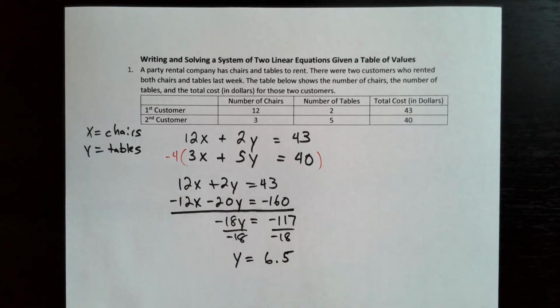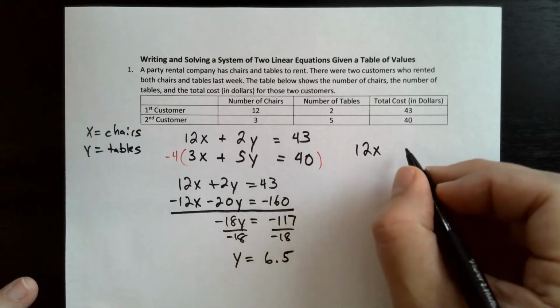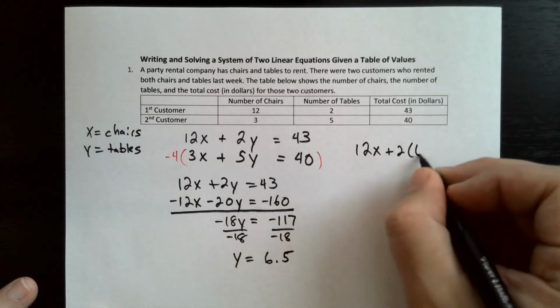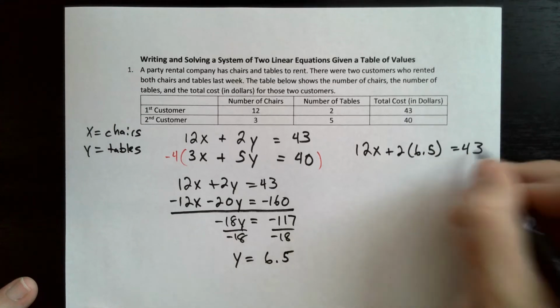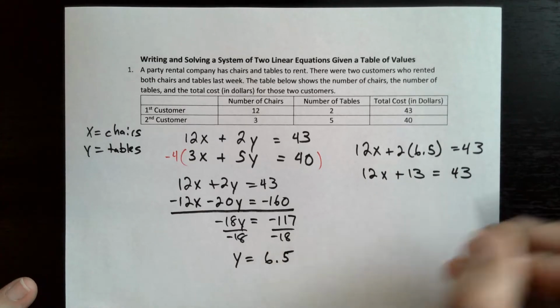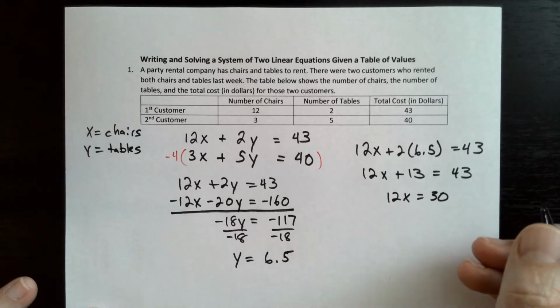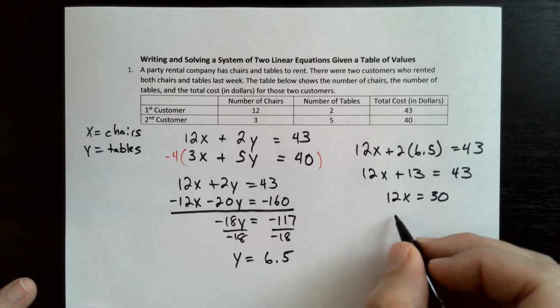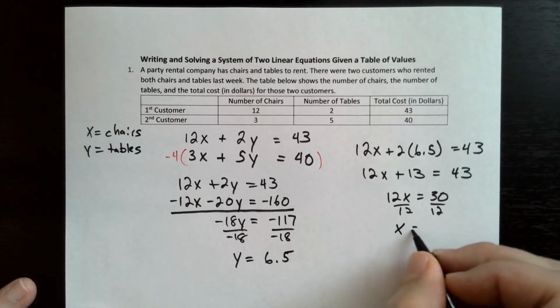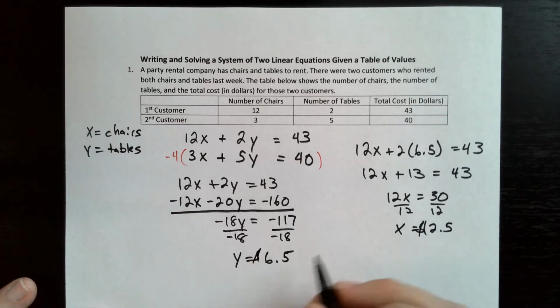Okay, so now we need to figure out the price for chairs. So we just plug the 6.5 into either one of these equations and solve. Let's just use the top one. So 12x plus 2 times 6.5 equals 43. So 12x plus 13 equals 43. Subtract the 13 over, so you get 12x equals 30. And when you divide by 12 on both sides, you get x is equal to 2.5. So the chairs were $2.50, whereas the tables were $6.50.